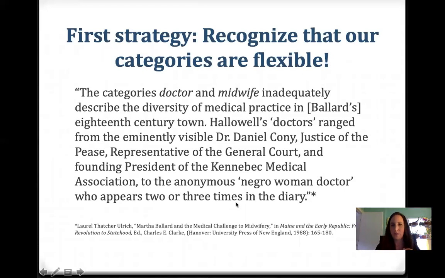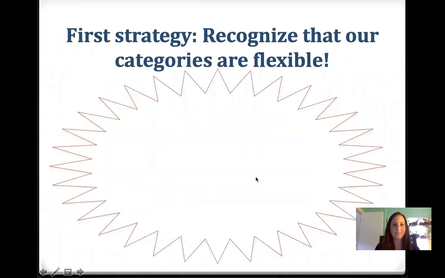Her use of this racial signifier here without naming the woman doctor tells us something too. There's a little bit of a gap in this knowledge. We know that there's a Black woman doctor, but we don't really know what she's practicing. And so it also helps us see that there's more than what the archives can tell us.